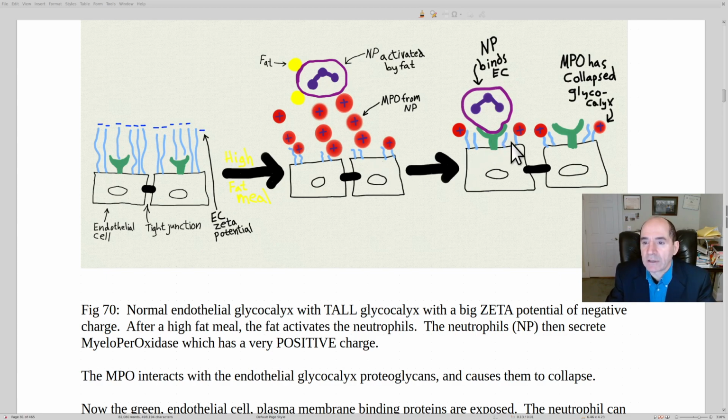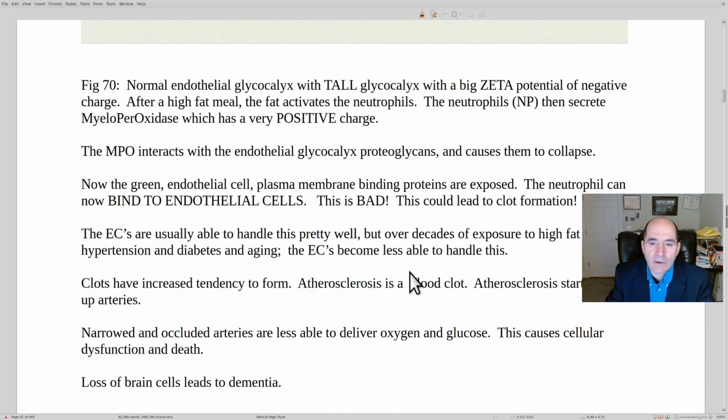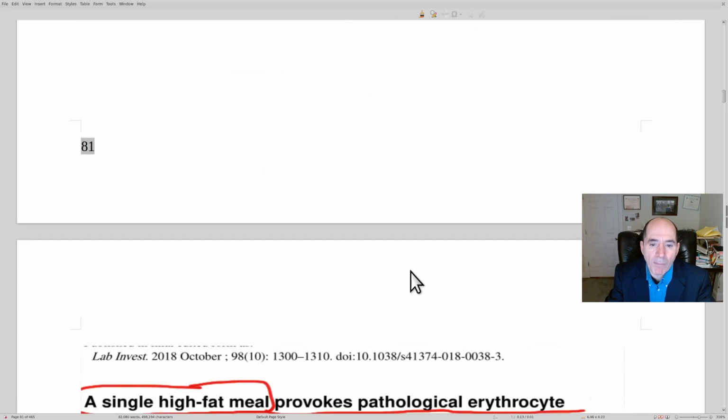And when the glycocalyx collapses down, those core proteins collapse down, then these blood cell binding receptors become exposed, and they will bind, for example, the neutrophils. And this can progressively lead to leaks in the endothelial cells, tight junctions. It can also cause clot formation, predisposing to beginning clot formation and causing atherosclerosis. So it's bad. You don't want this to happen. So excessive dietary fat can make that happen.